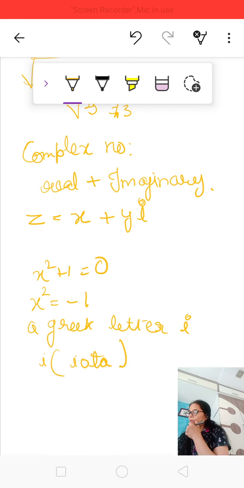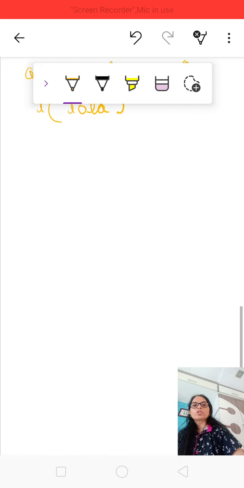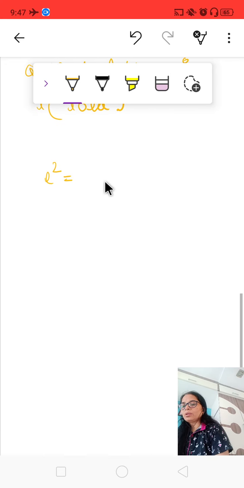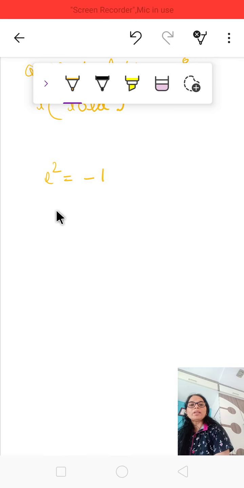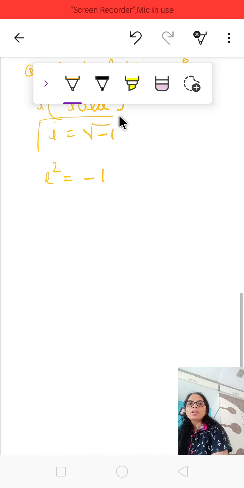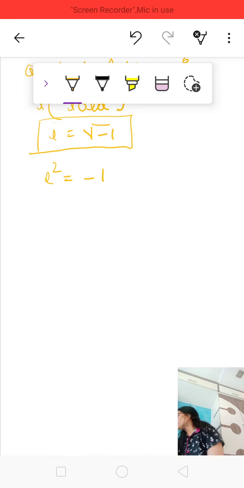Okay, iota. Let me tell you about this one. What is the function of this i? Now see, when I write i square is equal to minus 1. What is the value of i square? i square is equal to minus 1. It means i is equal to square root of minus 1. Remember, i is equal to square root of minus 1. It means i square is equal to what? i square is equal to minus 1.